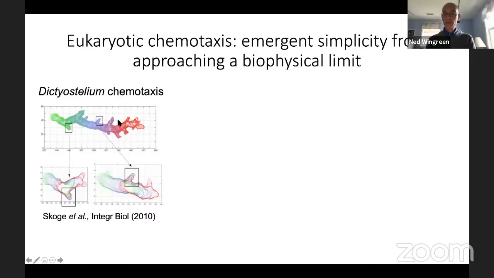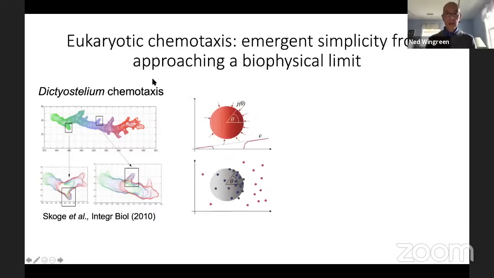There's tons of different receptors. They feed in complicated ways. There's direct spatial sensing and temporal sensing going on. And so you might say, well, maybe we should just give up. But we can, again, ask from a different perspective for some simplicity: maybe, even though the system is complicated, it's working close to a biophysical limit. And so in some work that we did with Robert Enders, we argued that, independent of how the dicty is sensing, maybe it's getting close to the biophysical limit that's set by the arrival of molecules at its surface.